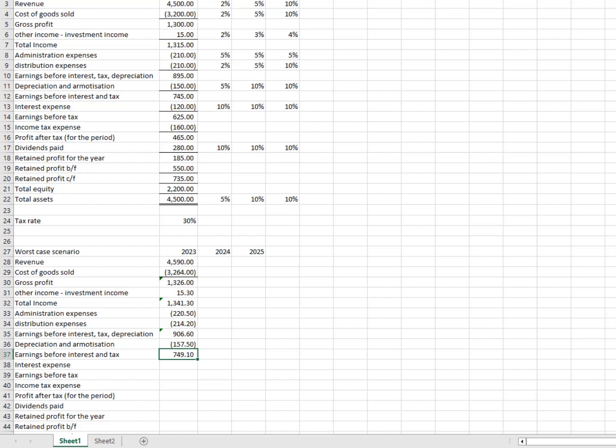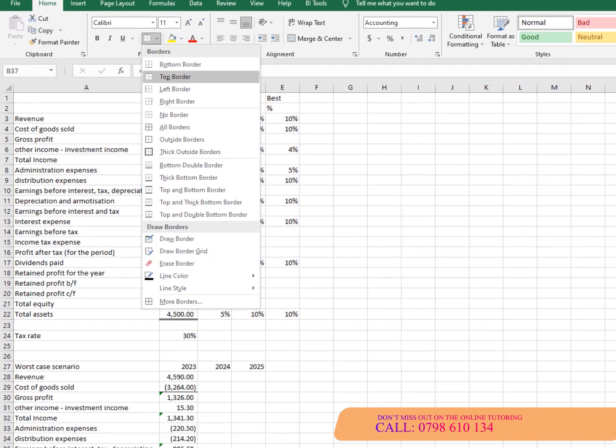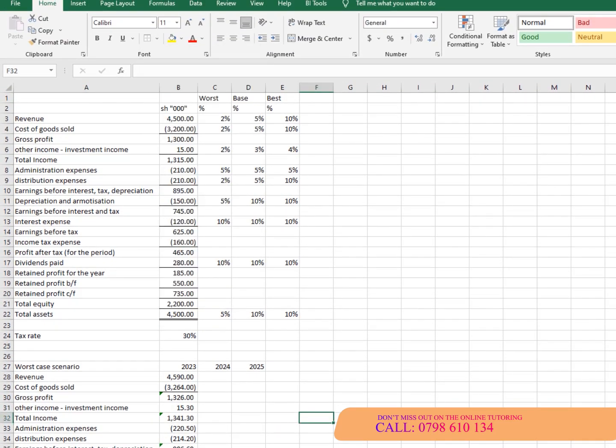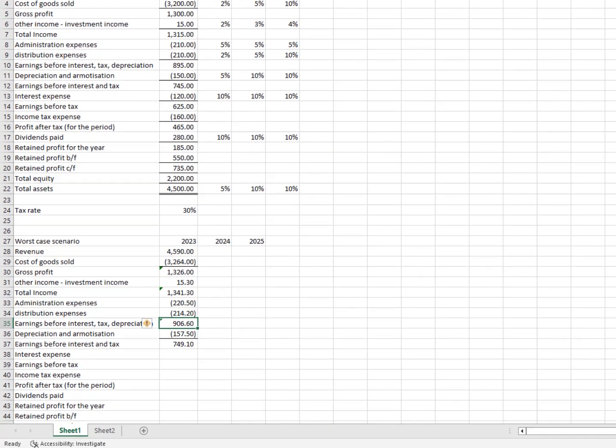It's good to format it to know that this is a calculated field, and we put in a top border. So you come here at the home and you click in top border so that it can be easily seen. Same for this one, earnings before interest, top border. And also total income, we insert a top border to show that it is a calculated field.